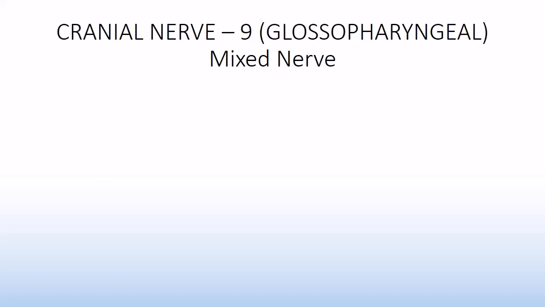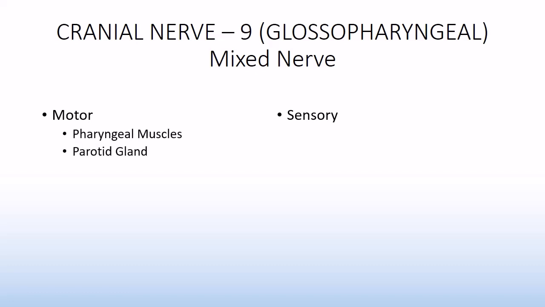Okay, next is ninth cranial nerve, that is glossopharyngeal nerve. Now this one is also a mixed nerve, means it contains motor as well as sensory fibers. It is originated from the medulla. The motor fibers contain the fibers which will supply various pharyngeal muscles like middle constrictor of the pharynx, stylopharyngeus, etc. And it also contains fibers which will supply one salivary gland, that is parotid gland.